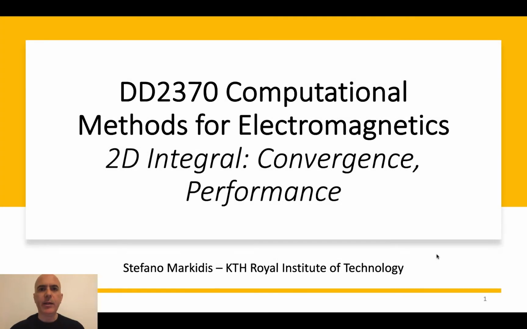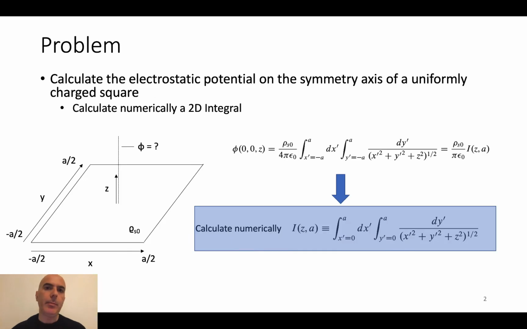Hi, welcome back. In this lecture, I would like to give you a practical example on how to solve numerically a two-dimensional integral and how to perform a convergence test. The problem I want to solve is the following. I want to calculate the electrostatic potential phi on the symmetry axis along the z direction of a uniformly charged square. This plot here represents the problem I want to solve.